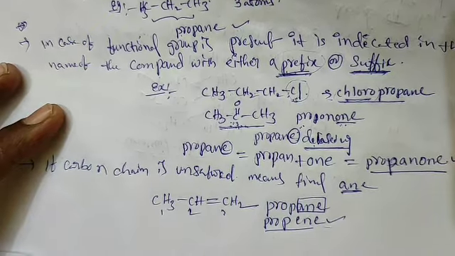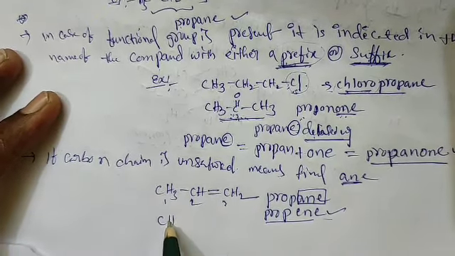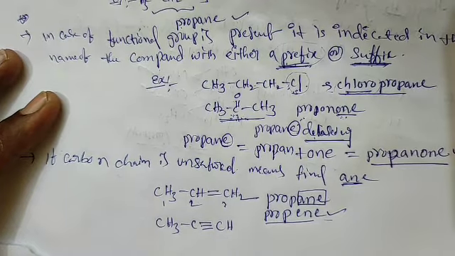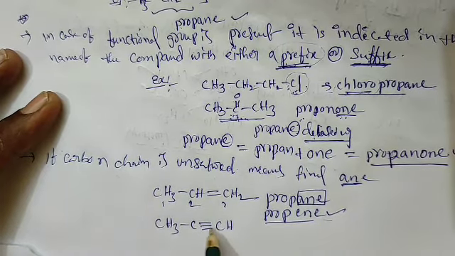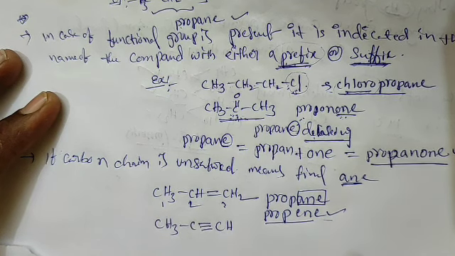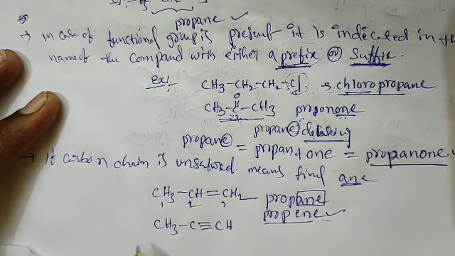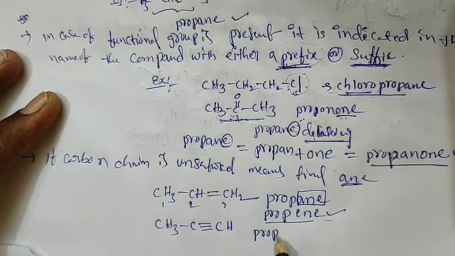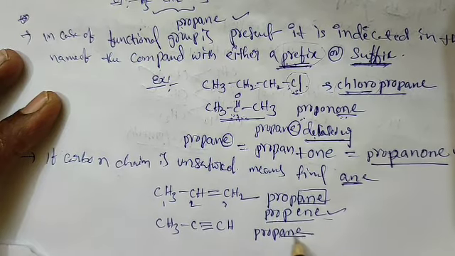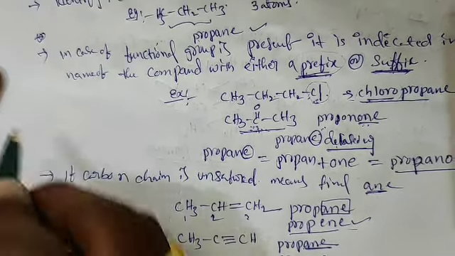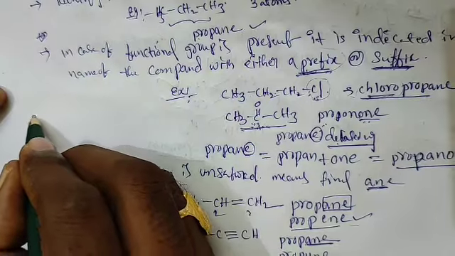If the same compound is CH3 C triple bond CH, carbon anywhere has 4 valency. For this carbon, 1 hydrogen and 3 bonds; for this carbon, 1 bond and 3 bonds, so all are 4. Now this one has 3 carbons, so instead of ANE we should write YNE for the triple bond: propyne. I explained this in the last class.